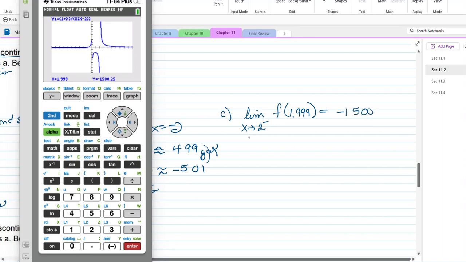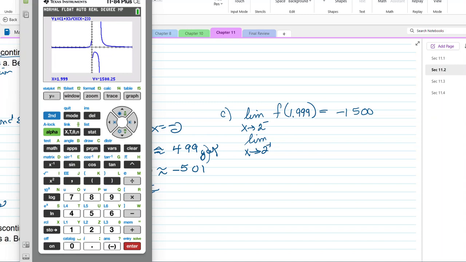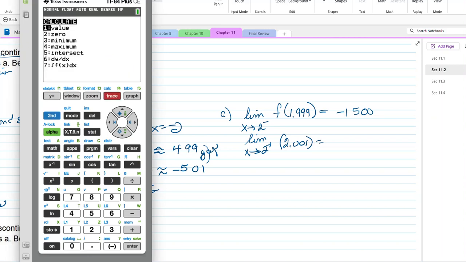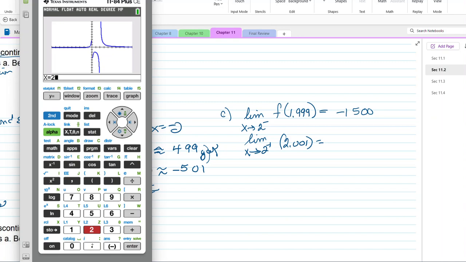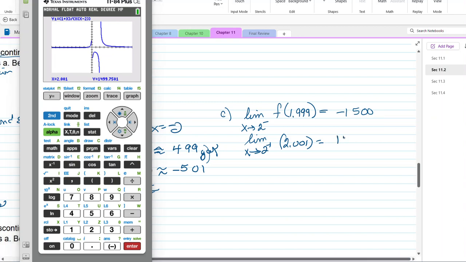1,500. Then we're going to do the limit as x approaches 2 from the right. So it's a little bit larger than 2, 2.001. All right. Second calc value, 2.001. And this time we get a positive 1,500. So gap.